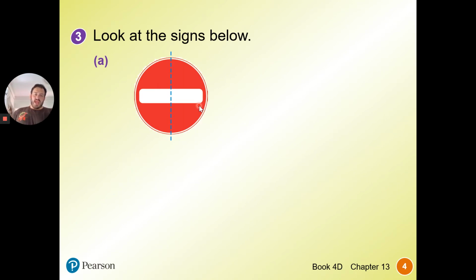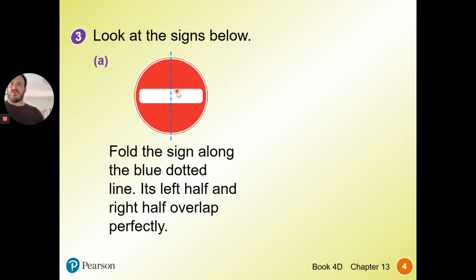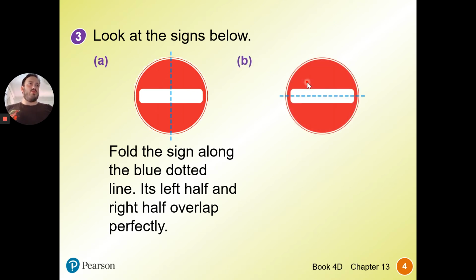We've got a do not enter sign. Now this is a little bit different because we can fold the sign along the blue dotted line. So we've got a left and right which overlap perfectly, but we can also draw a dotted line horizontally, giving us a top and bottom or upper and lower half which overlap perfectly.